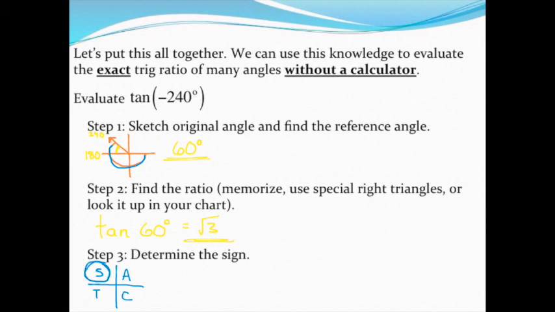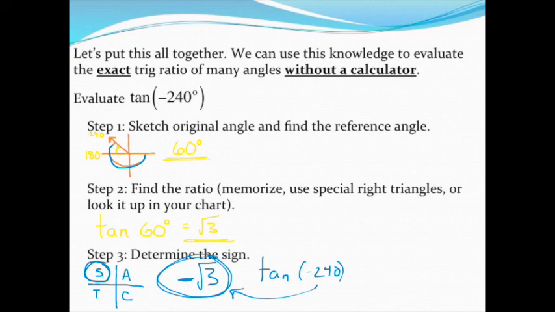Well, I didn't find the sine, I found the tangent. So that tells me I'm going to have a negative. So my final answer after all this is going to be the negative square root of 3. I can check this using a calculator as long as I'm in degree mode. I can type in tangent of negative 240 degrees, and I can see that that comes out the decimal equivalent of this, negative square root of 3.